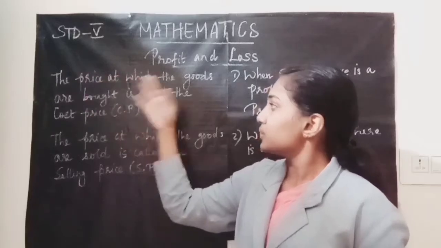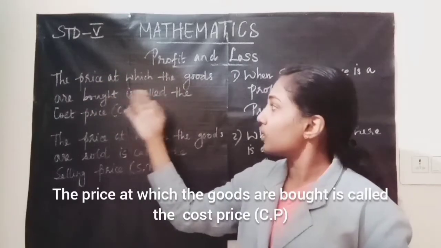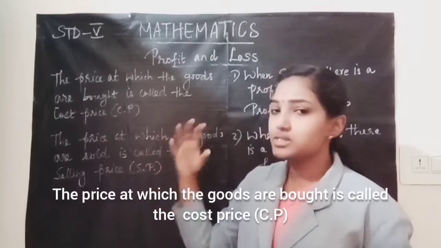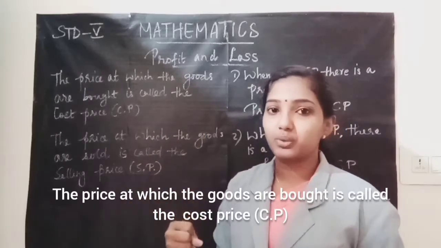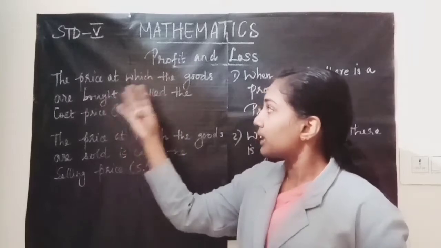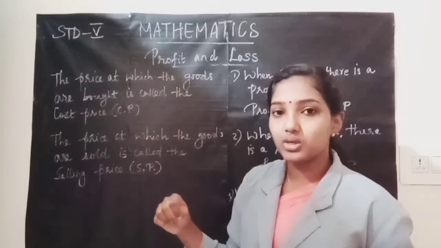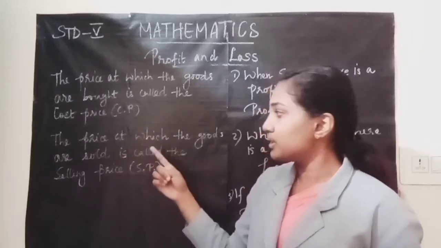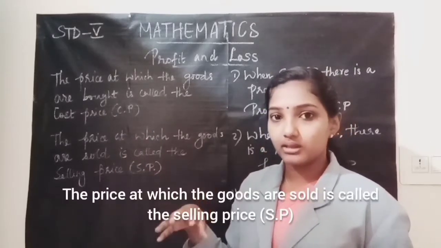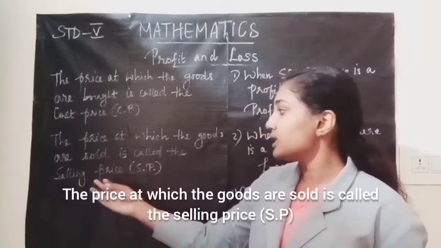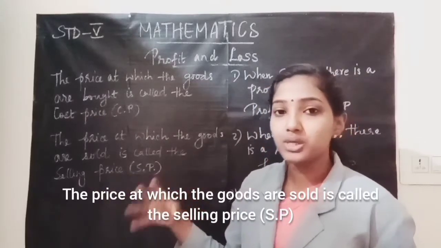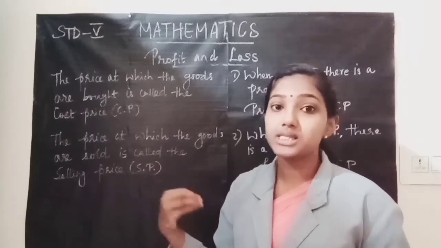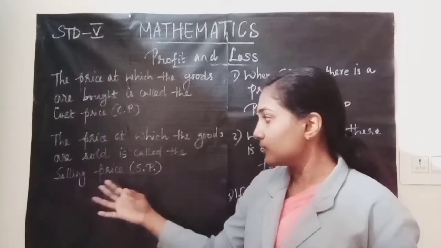Okay, we have seen about cost price and selling price. The price at which the goods are bought is called the cost price. Goods means what we are buying from someone. So the price at which the goods are bought is called the cost price or CP, and the price at which the goods are sold, the amount that we get when we sell something, is called the selling price or SP.